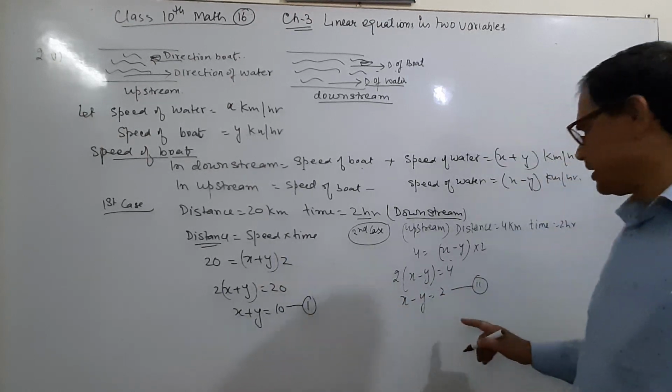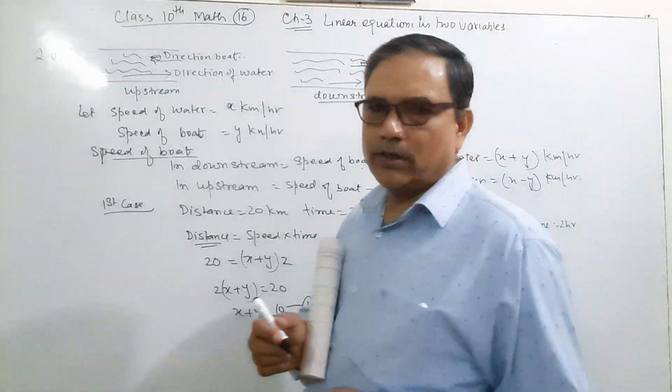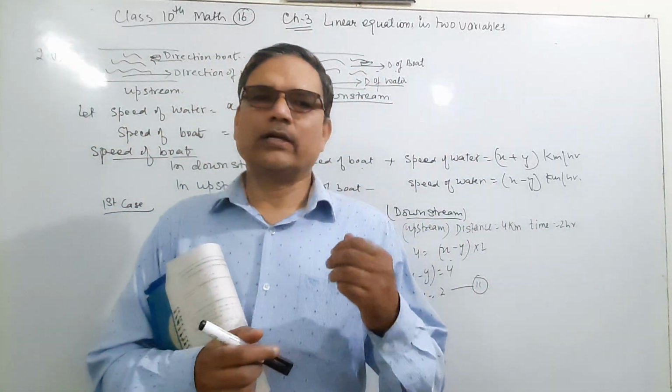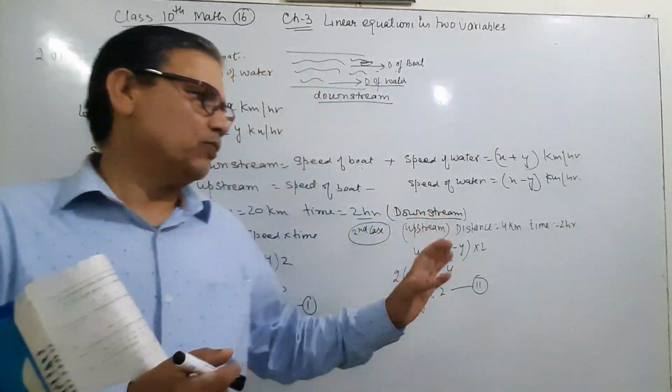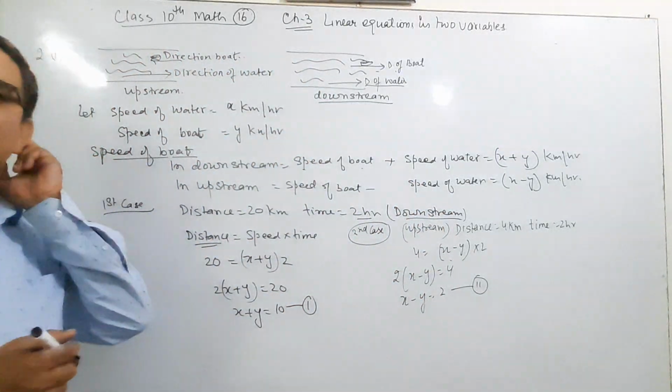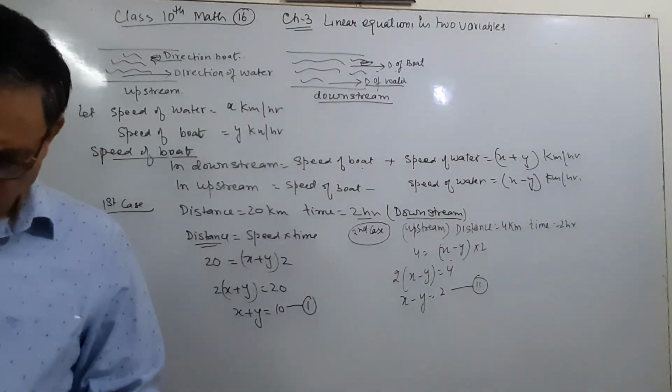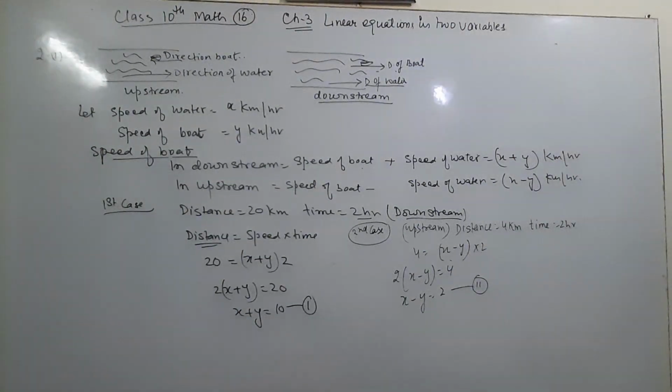Solve the first and second by substitution, by elimination, or by cross multiplication. You can solve by any method and find the values of x and y. Solve it yourself and check your answer. And now move to the second part of question number second.